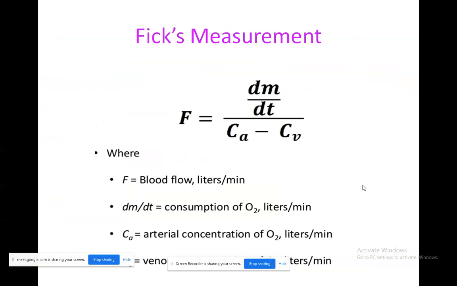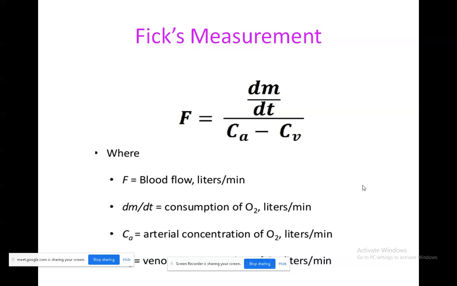So here F indicates the blood flow in the heart. F equals dm by dt divided by Ca minus Cv. So dm by dt is nothing but oxygen, how much amount of oxygen is consumed by the blood of the heart. That is given by dm by dt.